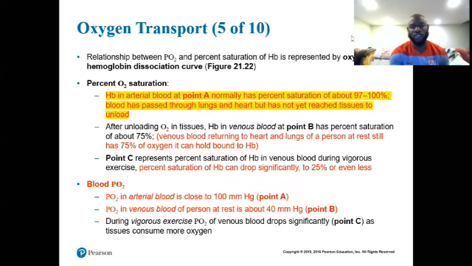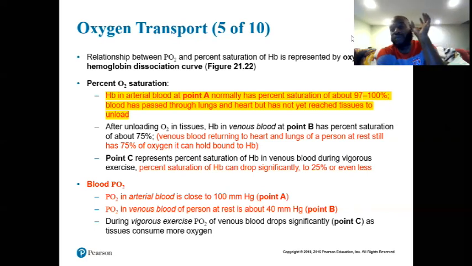Hopefully that's not confusing. That's sort of in line with what we've been saying before, right? So the relationship between partial pressure and percent saturation of hemoglobin is represented by this oxygen hemoglobin dissociation curve, which we showed you before, right? So percent O2 saturation. Your hemoglobin in arterial blood, which we talked about at point A, has 97 to 100%. At the point which your blood has gone to the lungs, now it's being pumped back to the left side of the heart, and it's eventually going to be pumped to the body. At that point, your blood is about 97 to 100% saturated, the hemoglobin.